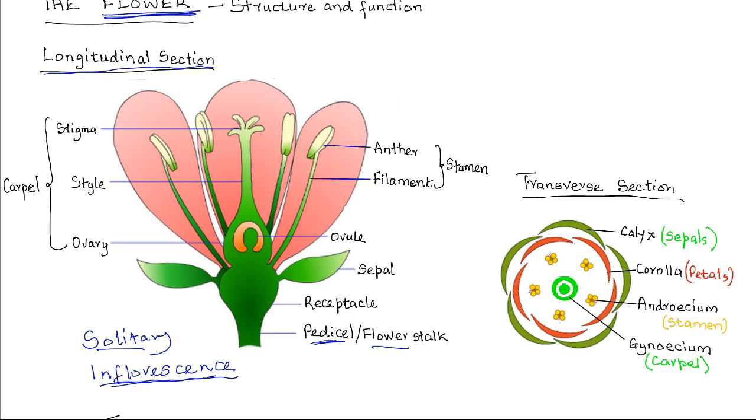Flowers that have a pedicel attaching them to the stem are said to be pedicellate, while those that lack a pedicel are said to be apedicellate. That is, they are those flowers that appear as though they are attached directly to the stem. So such flowers are said to be apedicellate.